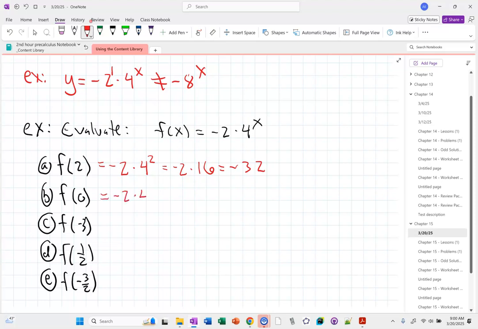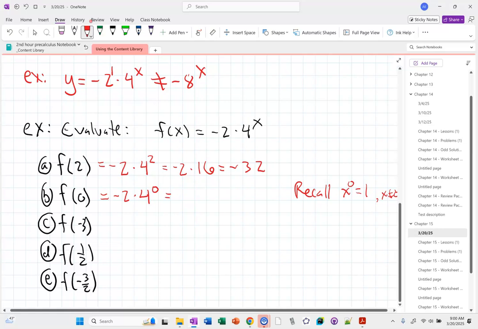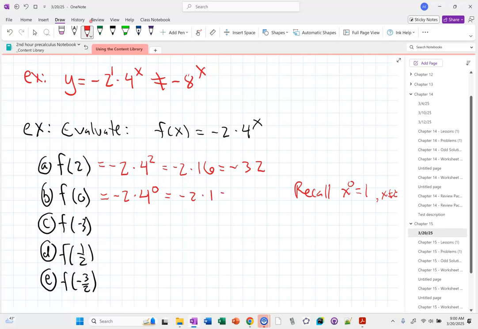Okay, if I do f of 0, that's going to be -2 times 4 to the 0. What's 4 to the 0 equal? Not 0. Not 4. 1. So we recall x to the 0 is equal to 1, for all x other than when x is equal to 0. 0 to the 0 is like undefined. Okay, that's another rule of exponents.